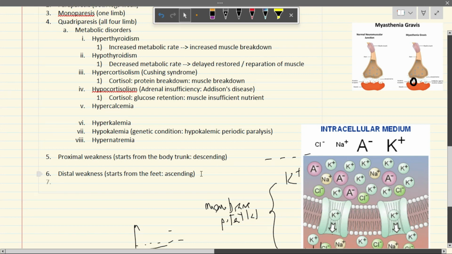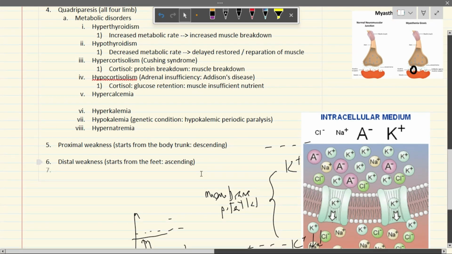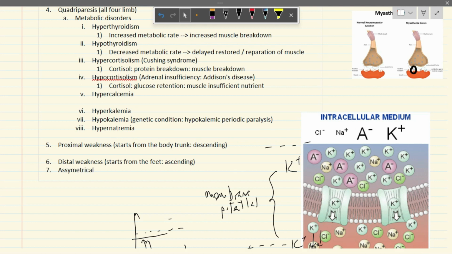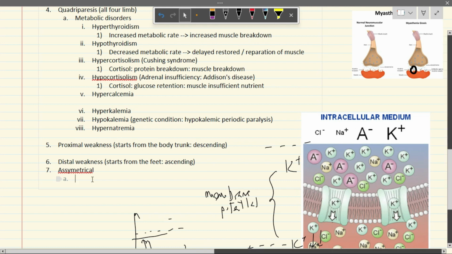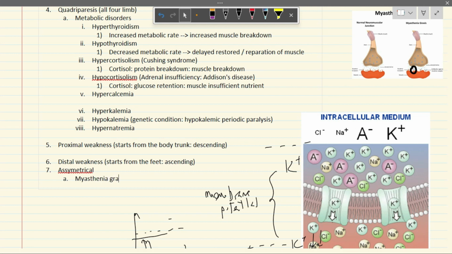Now, other than all the things that we talked about right here, there's also another thing that we can examine in our patient, which is whether the muscle weakness is symmetrical or not. Most muscle weakness is going to be symmetrical, except for a few, such as myasthenia gravis, inflammatory myositis, or multiple sclerosis.